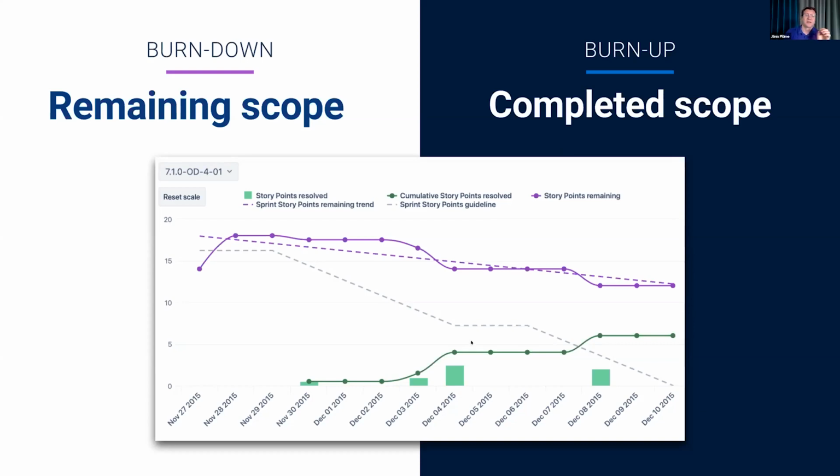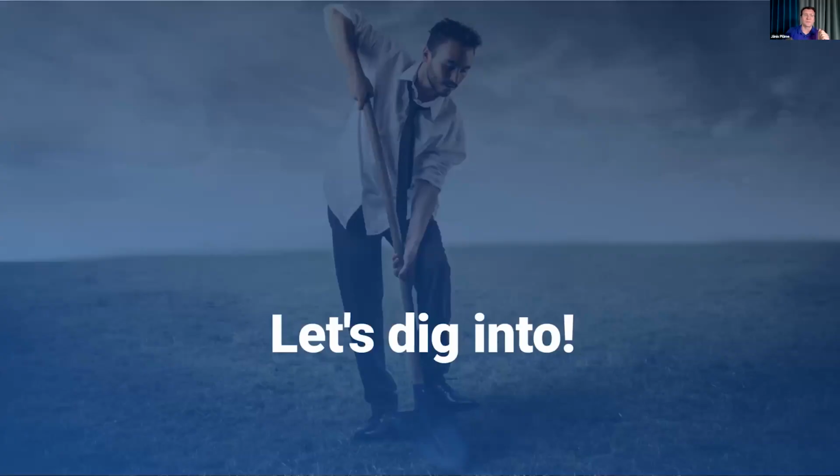And similarly, the burnup will show the completed scope, or in this case, the cumulative amount of resolved story points, which is shown by this green line. This example shows that in some cases we might wish to show both the burnup and burndown lines on the same chart, because it might give different aspects of our progress.